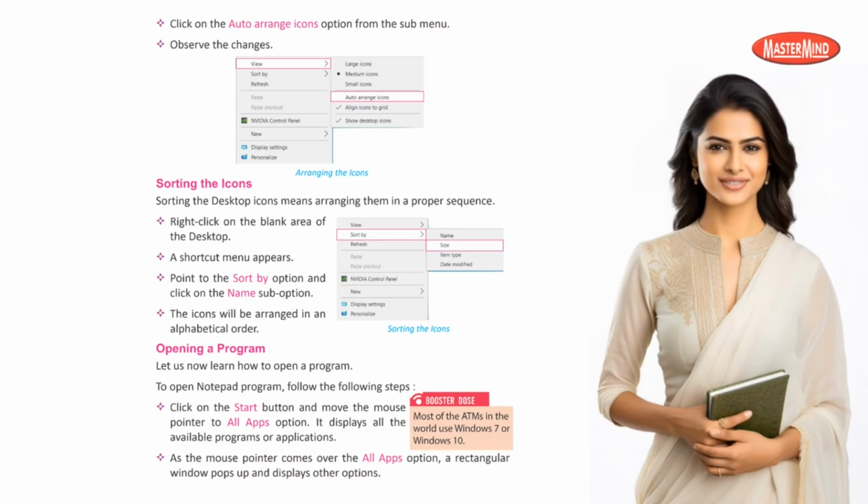Opening a program. Let us now learn how to open a program. To open Notepad program, follow the following steps. Click on the Start button and move the mouse pointer to All Apps option. It displays all the available programs or applications. As the mouse pointer comes over the All Apps option, a rectangular window pops up and displays other options.